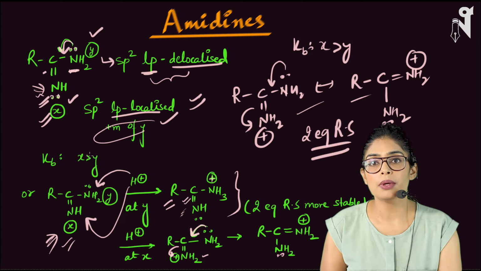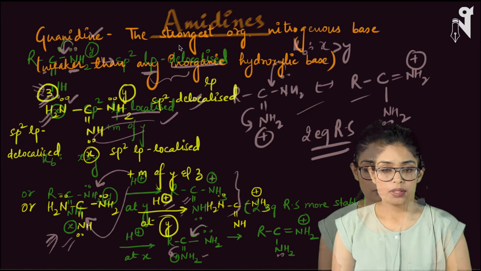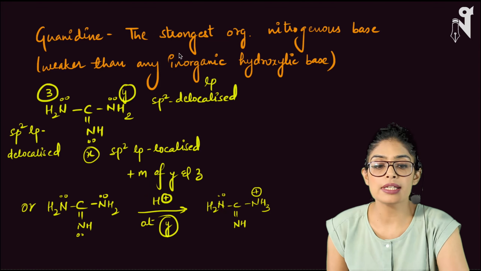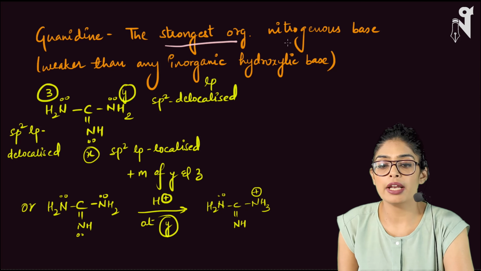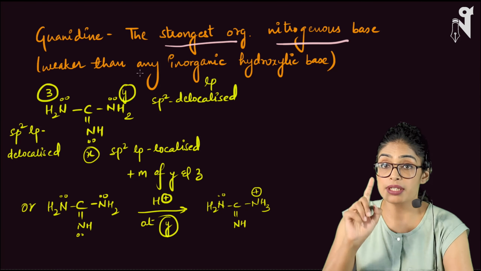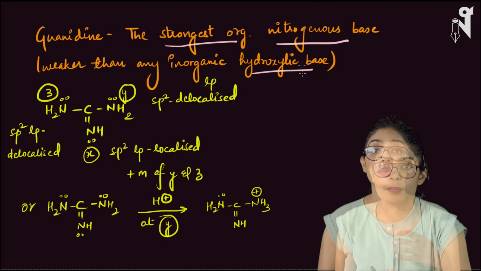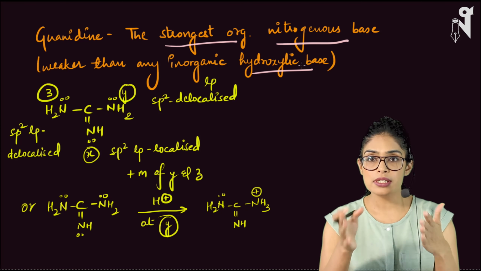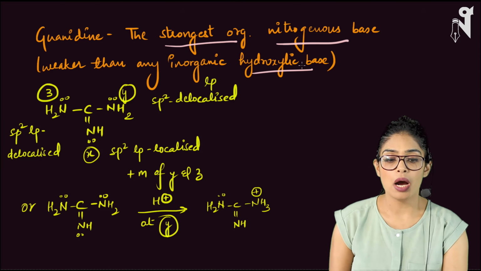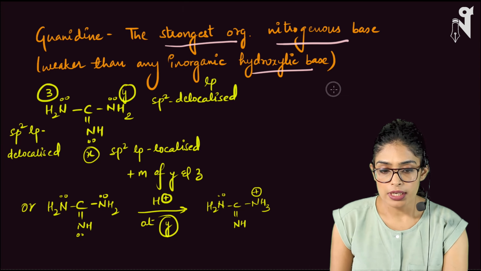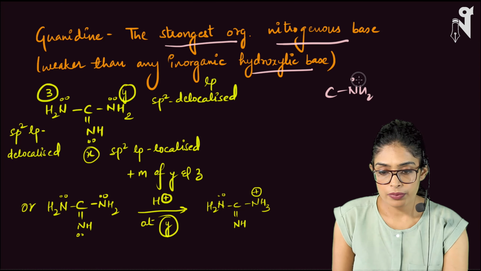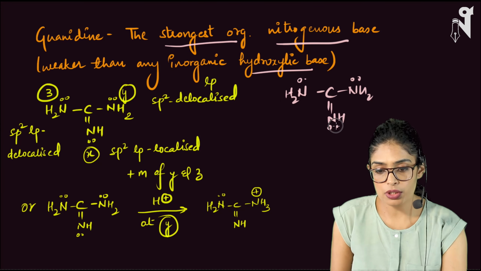Let's talk about another compound, that is guanidine. So next is guanidine. Guanidine is actually the strongest organic nitrogenous base, but it is definitely weaker than all the inorganic hydroxylic bases. But among the organic nitrogenous bases, this is the strongest base. How does the structure look? This is the structure. C, NH2, NH2 and double bond NH. This is your guanidine.